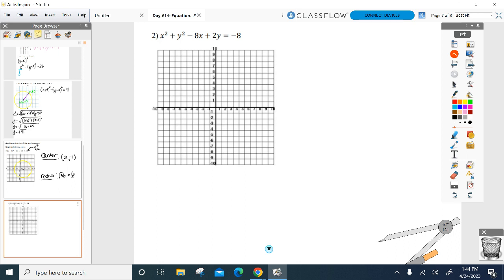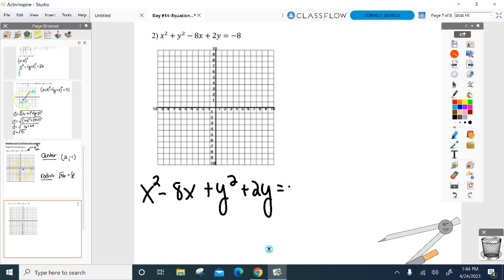Next step, reorganize your equation so the x's are together and the y's are together. All right, so let's rewrite this because I want the x's and the y's together. So x squared minus 8x plus y squared plus 2y equals -8. We're okay there? All right, you're ready to complete the square now.